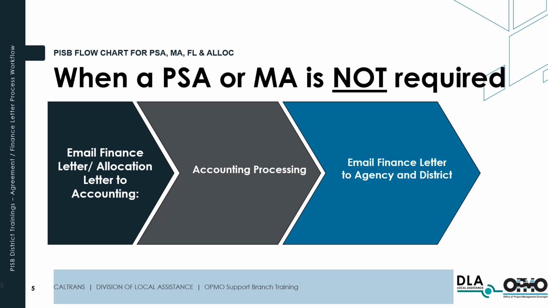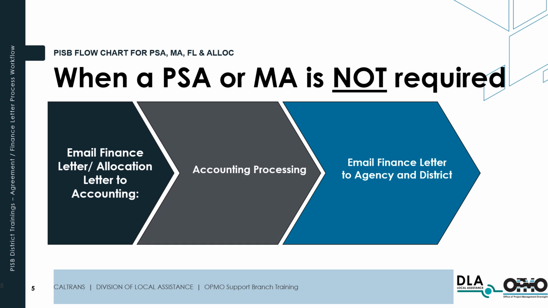If a PSA or MA is not required, the steps are more streamlined. Email finance letter and allocation letter, if applicable, to accounting. If there is an allocation letter, email it to the local agency. Email the finance letter to accounting.